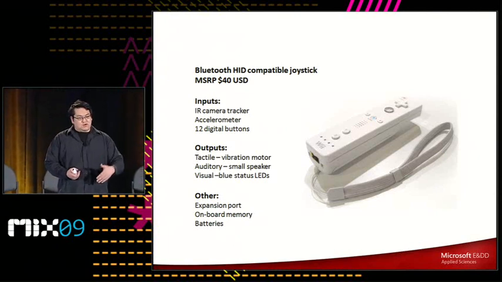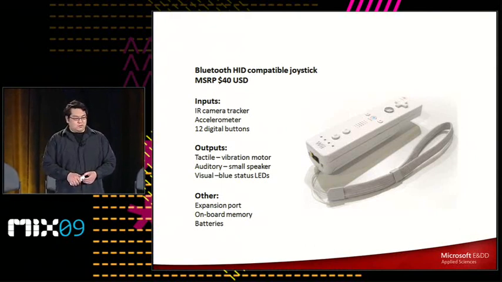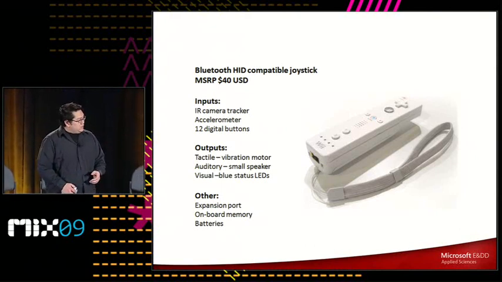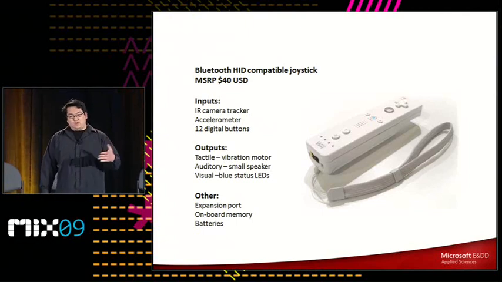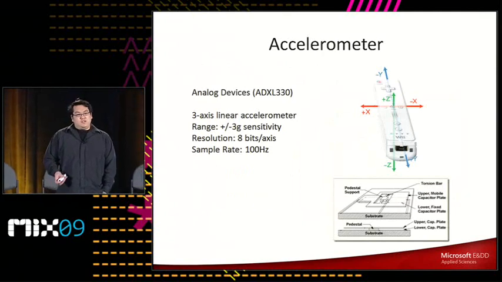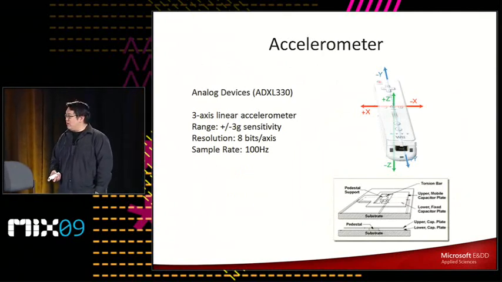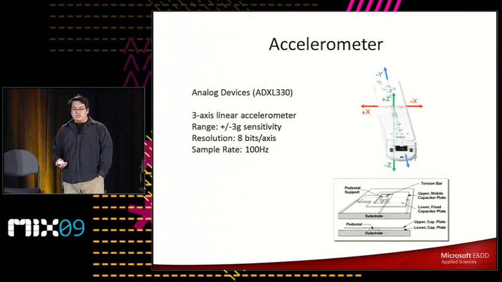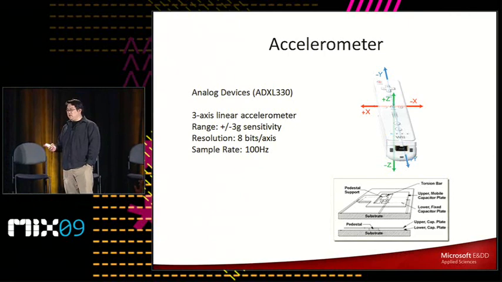But this is a technical rundown of what is actually in the controller. It's a $40 Bluetooth compatible joystick that you can hook up to a computer. It's got a variety of inputs, outputs, and other interesting capabilities. I'm actually going to first walk through these one by one. As I said, the accelerometer is the sensor built into the controller that gives you the motion sensing capability. Literally, it measures acceleration. And it has a plus or minus 3G sensitivity, which means 3 times the acceleration due to gravity.